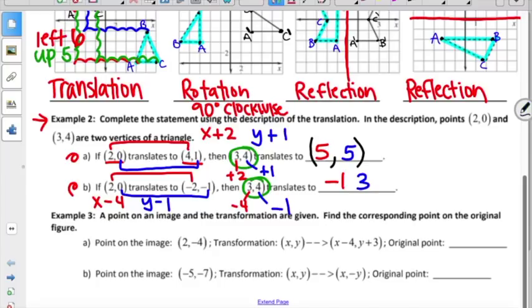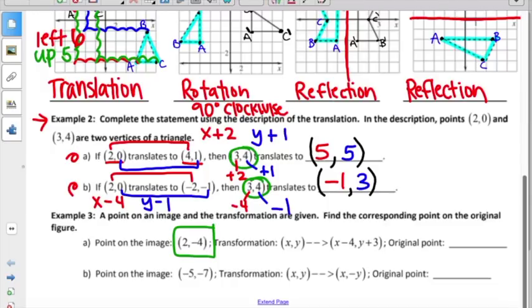For the next example, a point on an image and the transformation are given. Find the corresponding point on the original figure. So the point on the image is 2, -4, and we have our rule. The original x, y transformed to x minus 4, y plus 3. So remember, the point on our image, 2, -4, is the end, right? Our result. And we have our rule, -4 plus 3. So they want to know, where did we start?